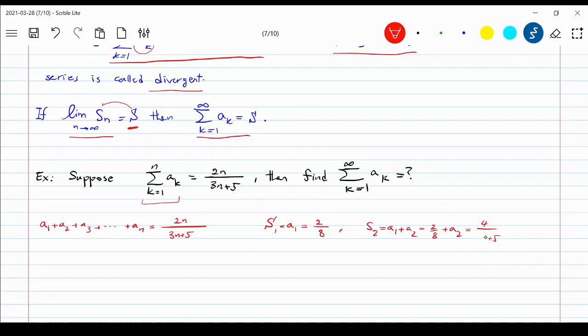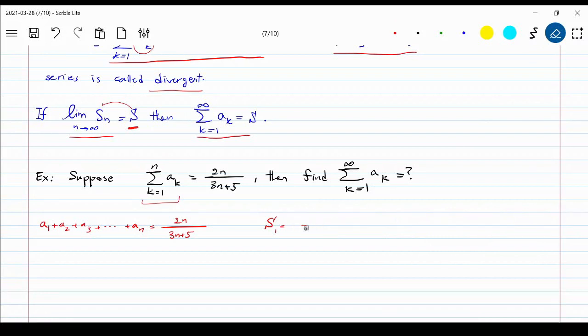Sorry, 6 plus 5, which is 11. Okay, so you can figure out what is a2 and so on. But that's not the case that I want to point out at this moment. What I want to point out is, well, let me erase these.